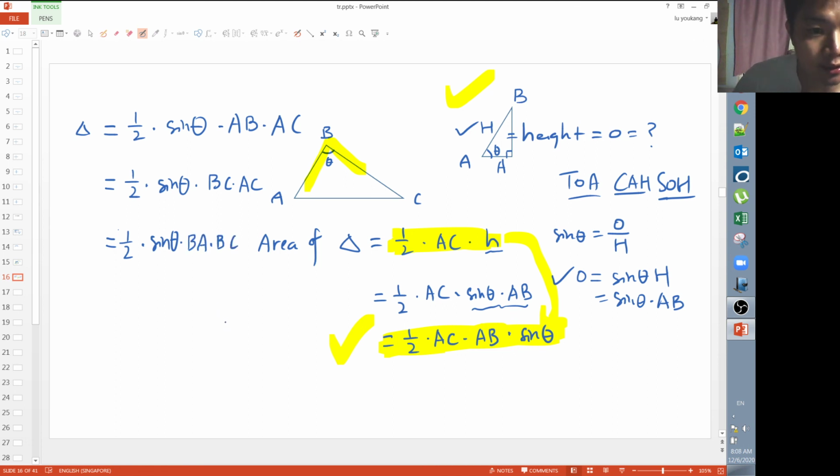So that is how you can find the area of a triangle, given your theta and the two sides that sandwich the angle. It really depends on the situation. See what is given, which angle is given, and then focus on the two sides that sandwich the angle. So this is another useful formula using trigonometry to find the area of a triangle.